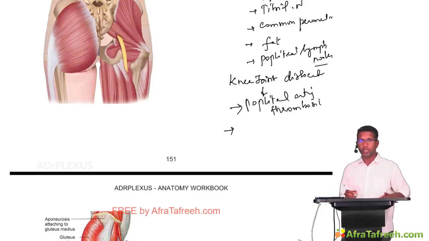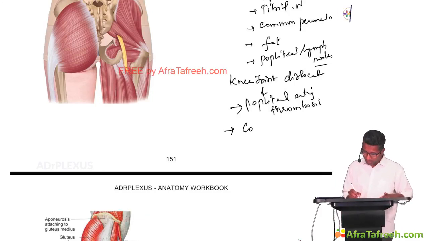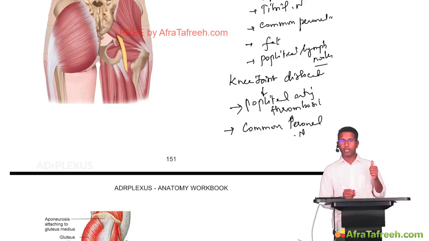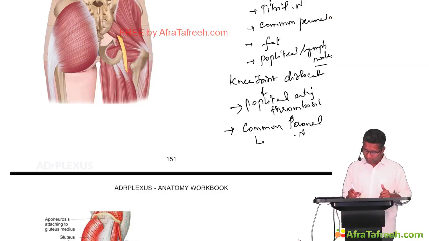The nerve which is affected in knee joint dislocation is the common peroneal nerve. Very good, Muga. It is the common peroneal nerve, guys. And always remember, when there is a common peroneal nerve palsy, the patient will present to you with foot drop.